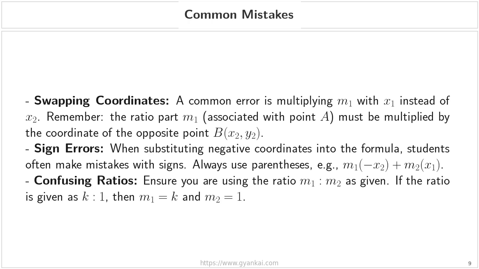Finally, make sure you are interpreting the ratio correctly. Sometimes, a problem won't give you a ratio in the form of m1 to m2. Instead, it might be given as k to 1. In such a case, you must identify that m1 is equal to k and m2 is simply 1.